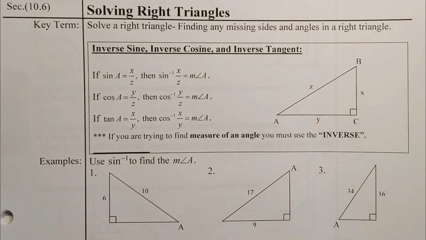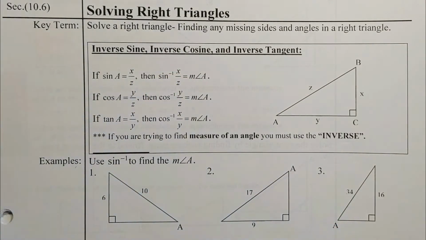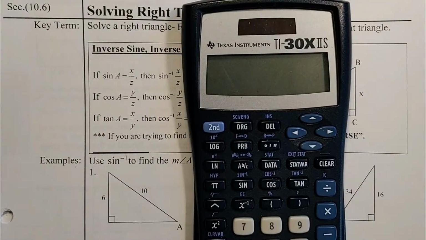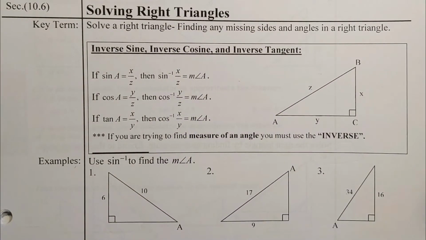Okay, 10.6 is solving right triangles. So this is where you learn about inverse. So now we're going to go in reverse instead of using the regular sine, cosine, and tangent. On my calculator, above the sine button, I have the inverse sine button. Above cosine, I have inverse cosine, and above tangent, I have inverse tangent. On your calculator, it may be different, so you're going to have to learn how to find those in your calculator.